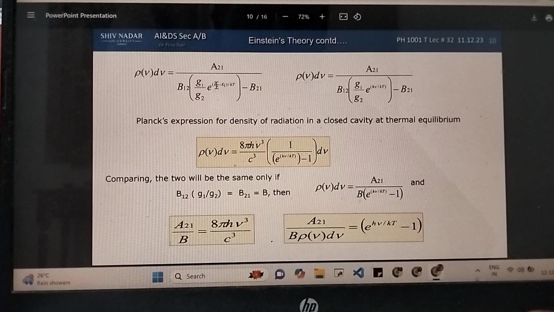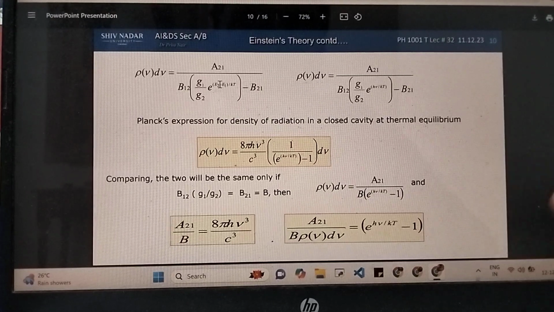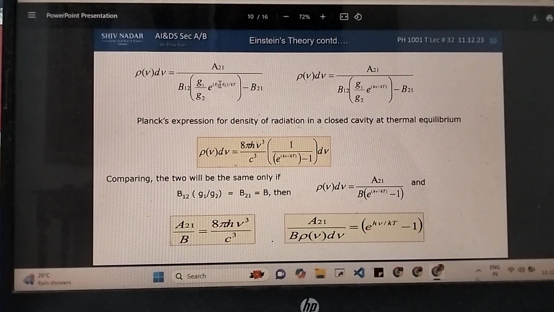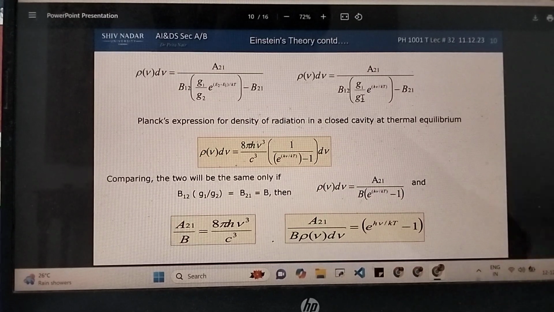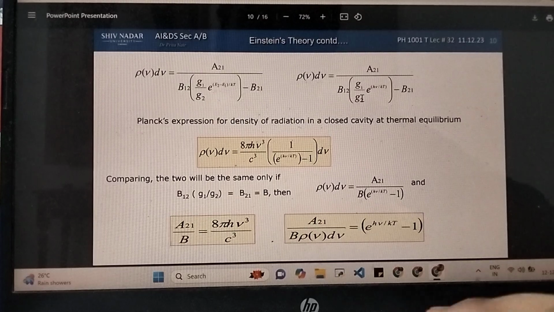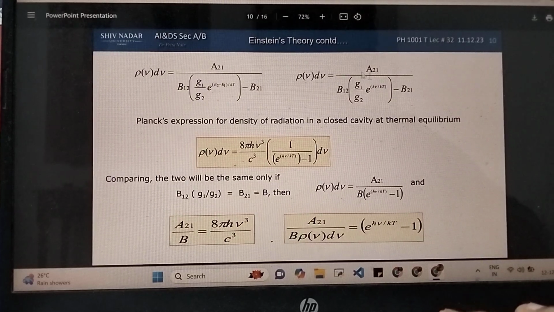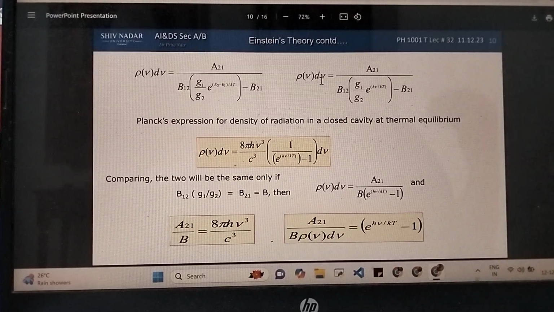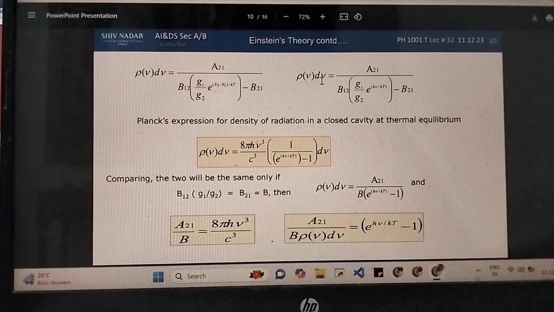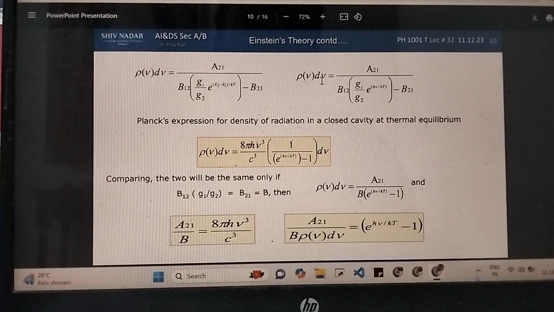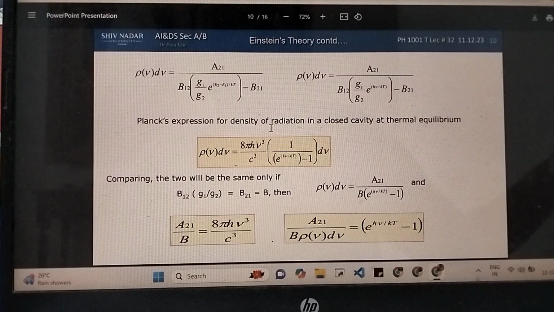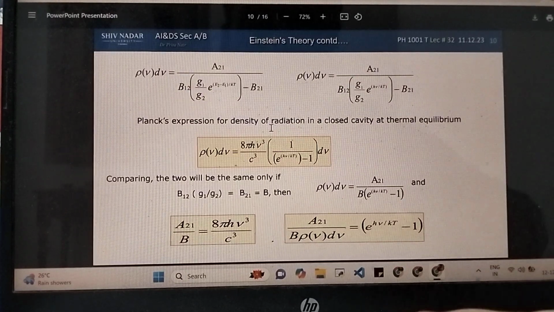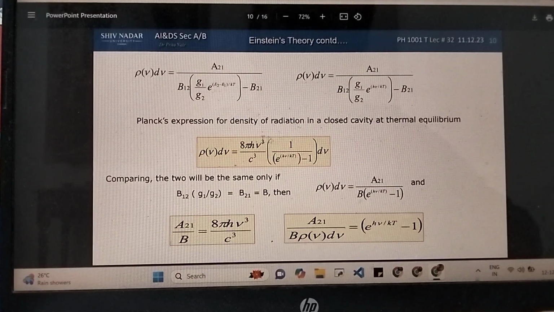This has a term E2 minus E1. So we know E2 minus E1 is equal to h nu. We made that substitution as well and we arrived at this expression. Now this is the theoretically derived expression for the energy density of the incident radiation. Now Planck had an experimentally determined expression for the density of radiation, which was this.